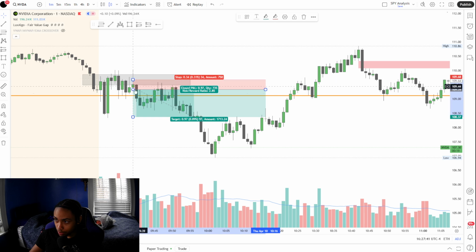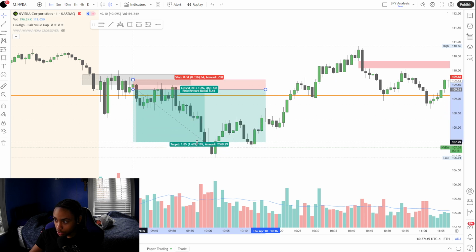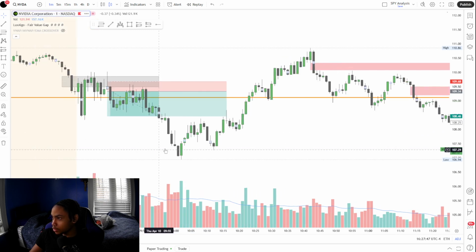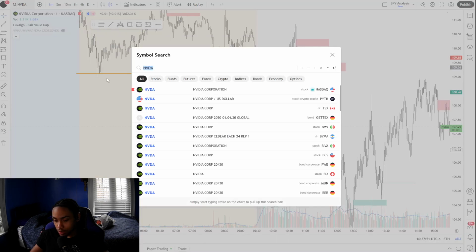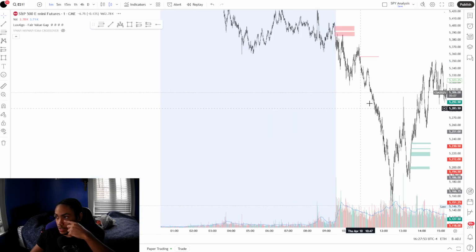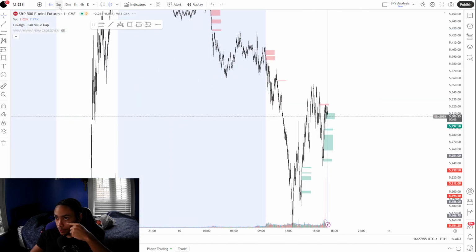So take the short, came down to here, targeted these lows for a little 1 to 2. Just targeted this area right here, but you could have held it out down here for the 1 to 6, 1 to 5, whatever you want. And yeah, let's go to ES now and see what that chart is talking about.